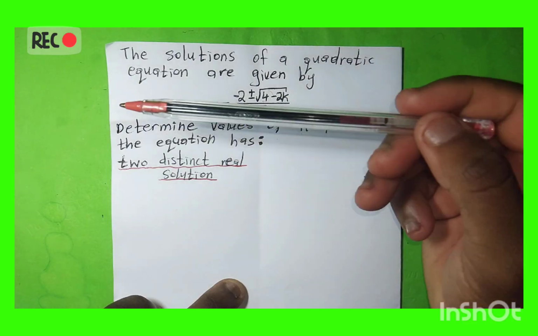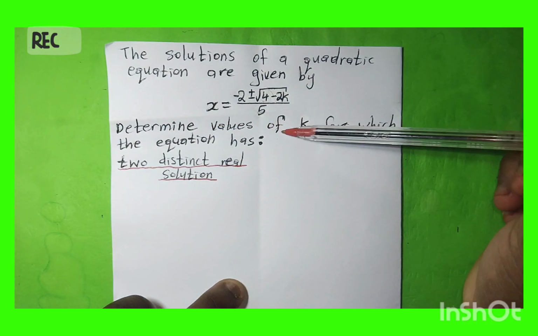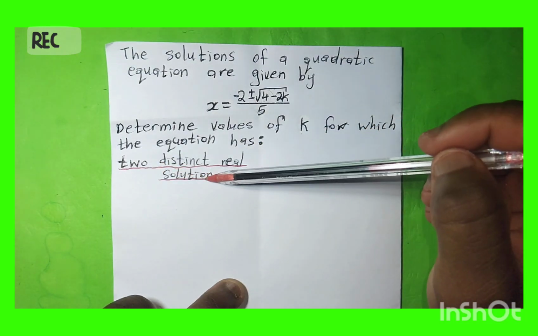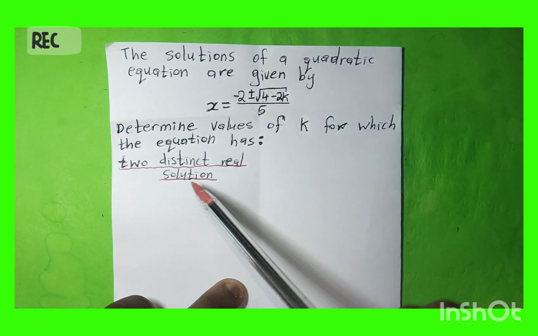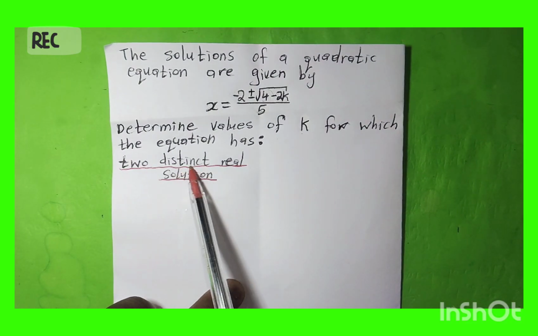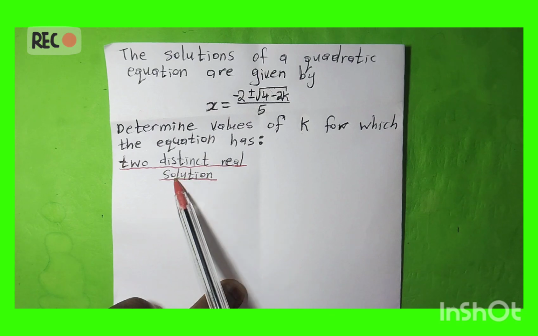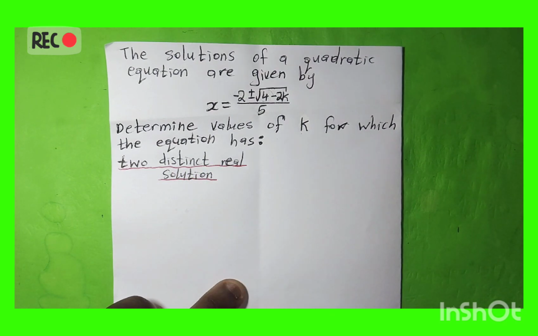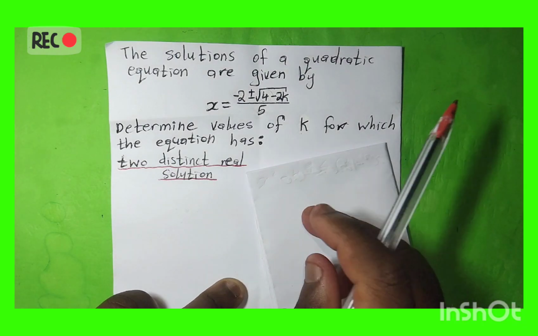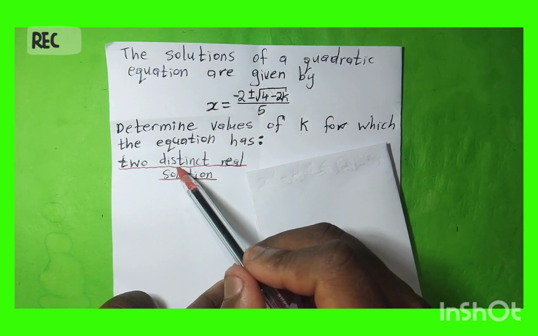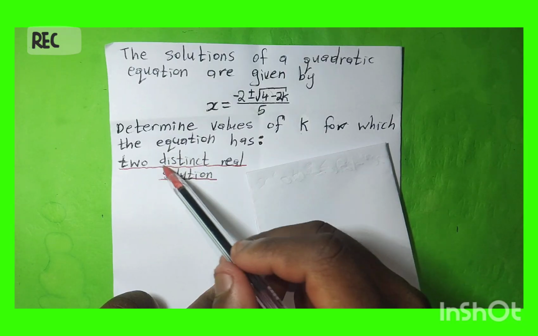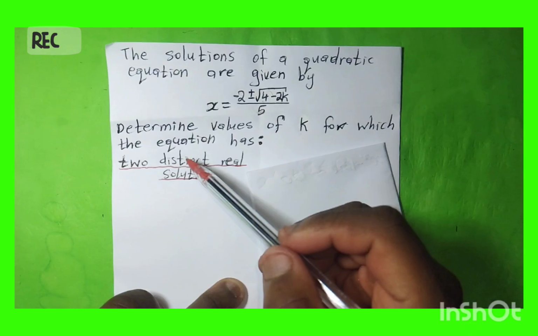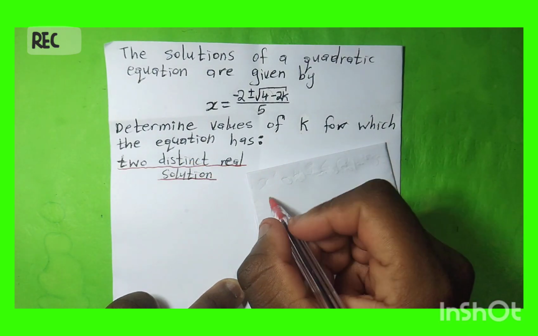Do you see? So now it says determine the values of k for which the equation has two distinct real solutions. So that distinct, guys, means different. Two distinct real solutions means two different real solutions. So it means that they should have different solutions. In other words, when they say two distinct, it means unequal solutions. Because when they are unequal, guys, it means that they are not the same. They are different, by the way. So just know your cheating method.